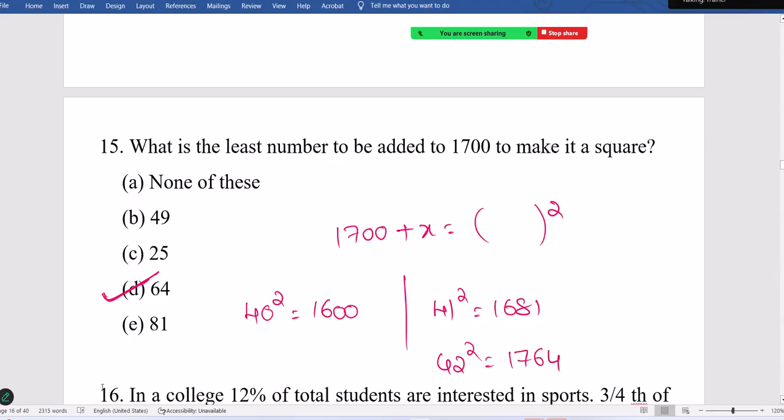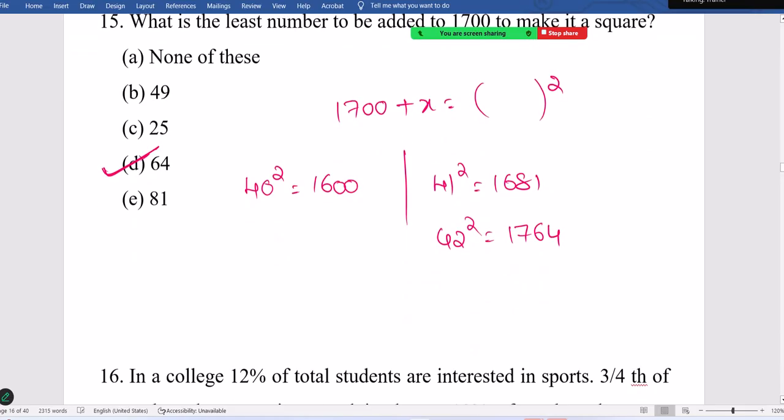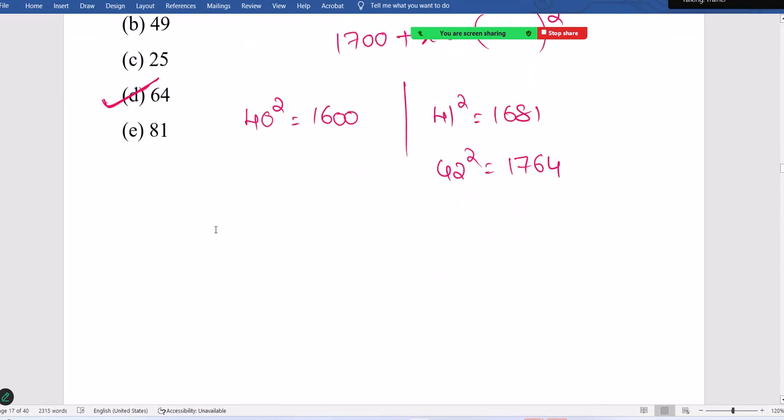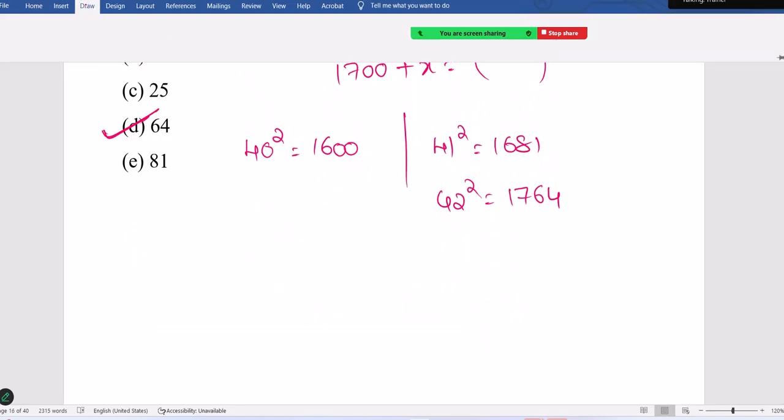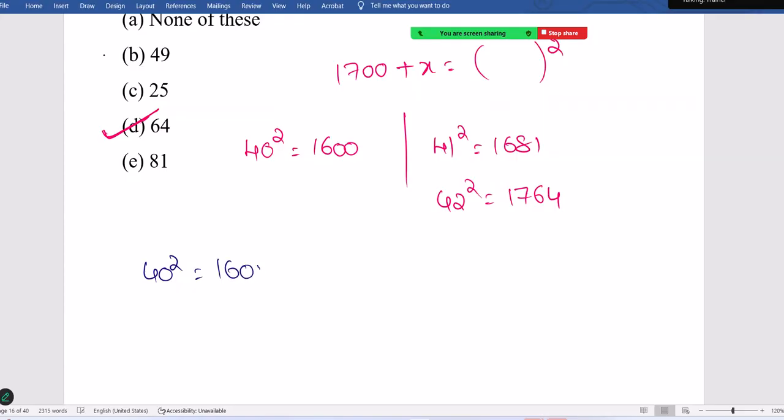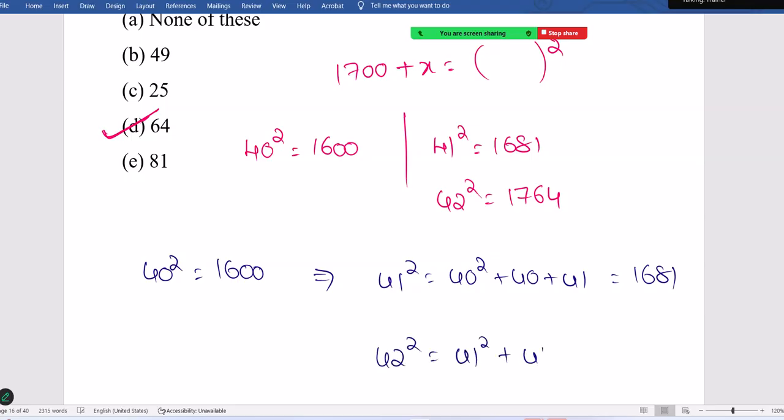Sir, I don't know that. In the exam a calculator is not allowed, so what can be done? You know 40 square, right? In Vedic maths we have a shortcut. 41 square is nothing but 40 square plus 40 plus 41. For 42 square, it is 41 square plus 41 plus 42, which means I have to add 83 to this, which is 1764.